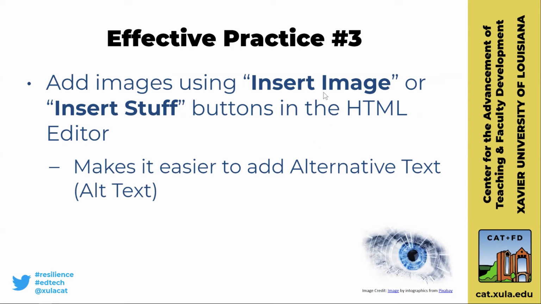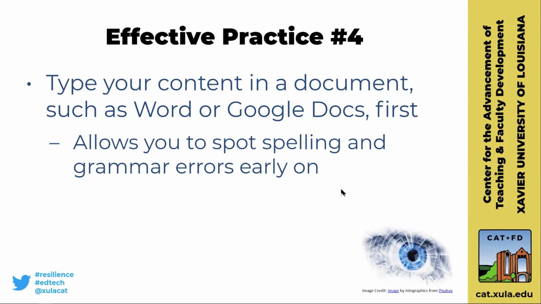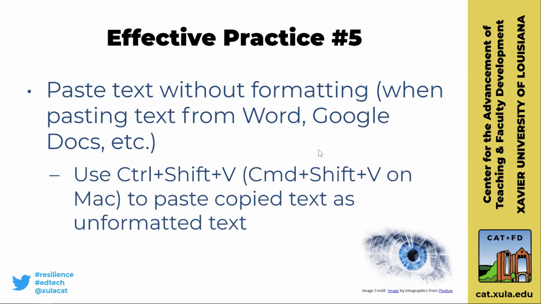And so when you're working with images, make sure that you can do it in one of these 2 ways so that you can enter that alt text as you're creating or inserting that image. Effective practice number 4, type your content in a document such as Word or Google Docs first. This way, you can spot spelling and grammar errors early on. It may be easier. Type it over there, and then you're going to be putting it into Brightspace.